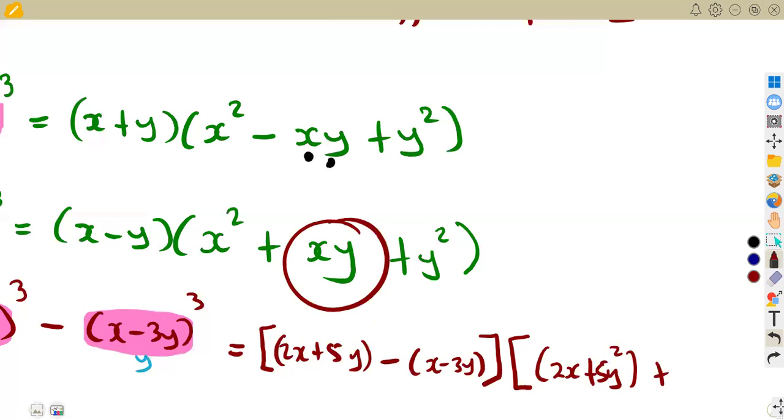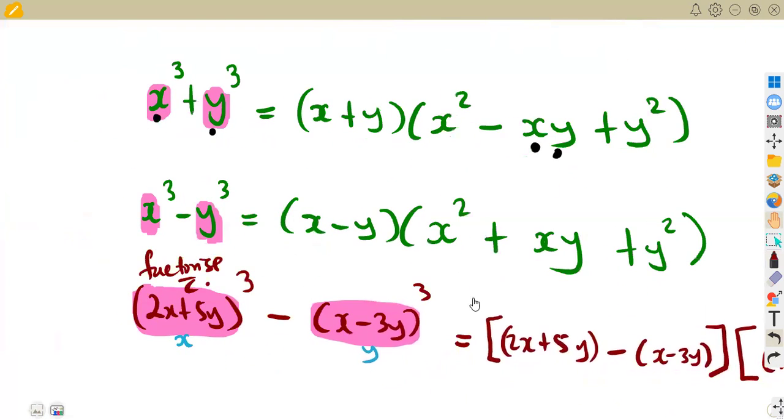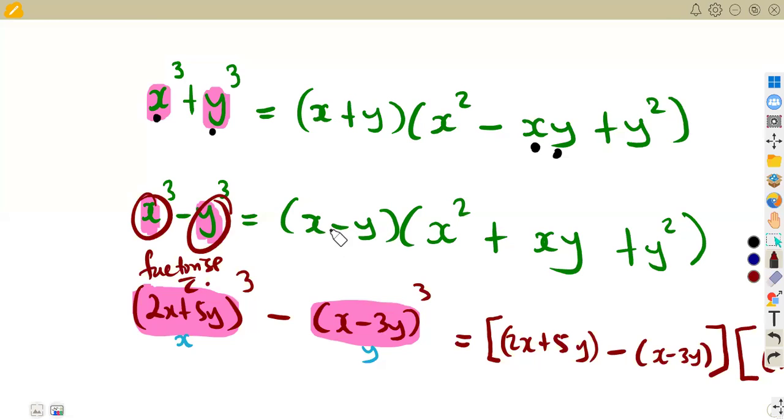Plus the product of x and y, meaning the product of the first term and the last term. That is the xy that we are seeing in this part. So we are supposed to be very, very careful in our simplification. This is the product of the first and the last.